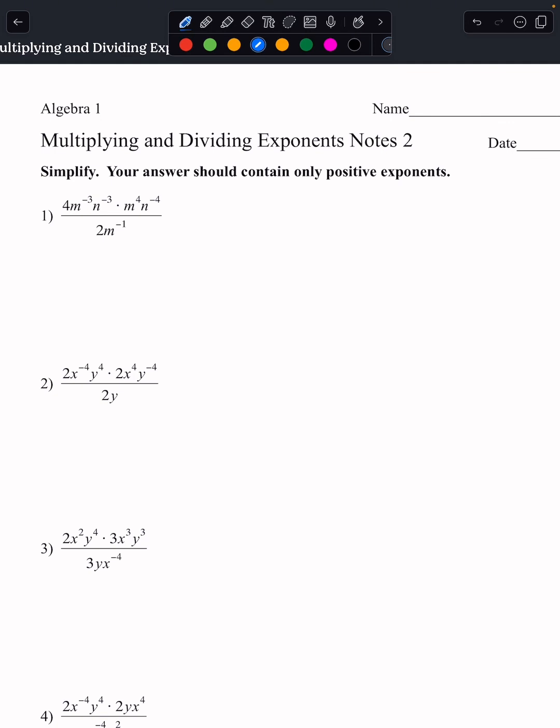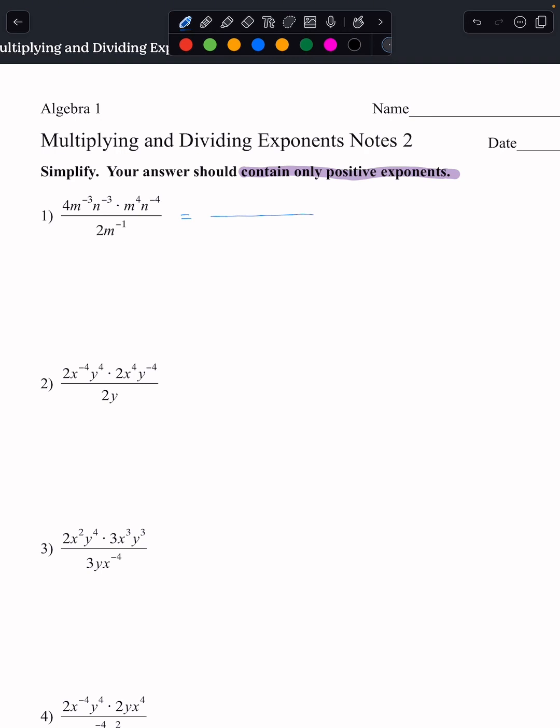Now there's two ways to tackle this. If you're good with your integers, I'm going to show you two different ways, and you tell me which way you like. And don't forget, this says contains only positive exponents, okay?